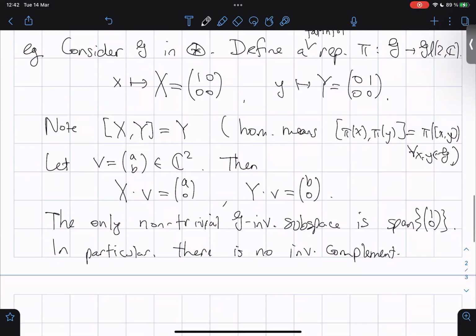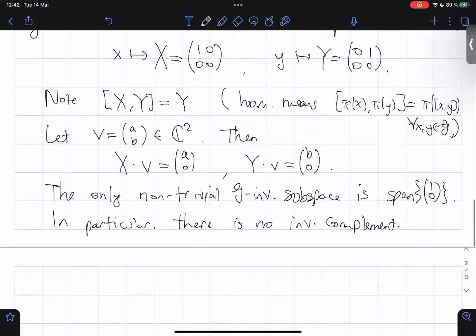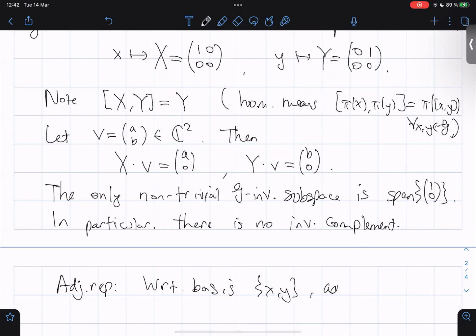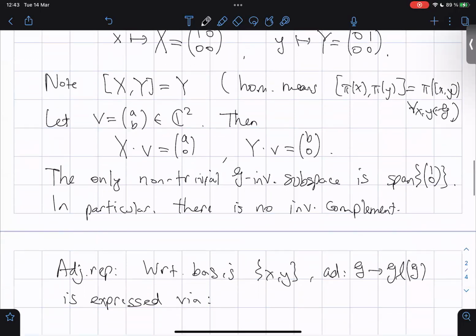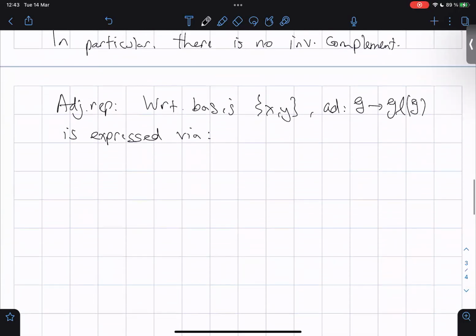Okay, let's continue on this example and just illustrate the adjoint representation. I'm going to write this adjoint representation out with respect to the basis x and y that we were presented with originally. Remember what the bracket relation was; I put it in the top corner here: the bracket of x, y is y, the bracket of x, x is 0, and the bracket of y, y is 0.